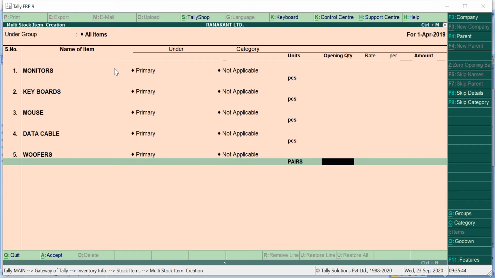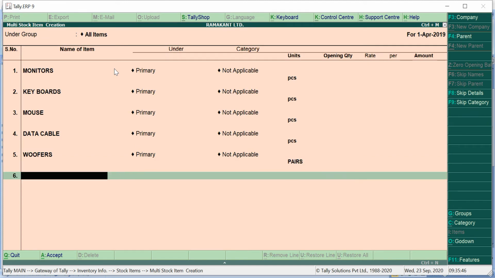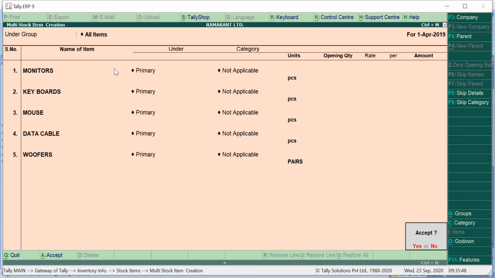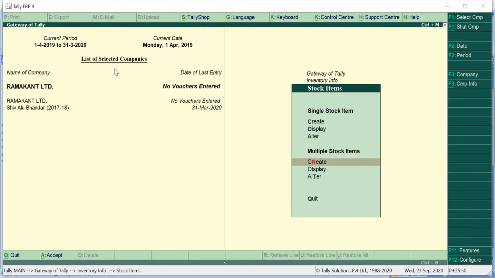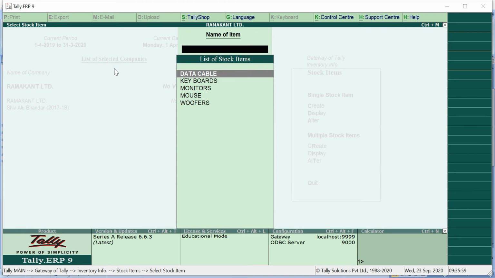So pairs, no opening quantity anywhere, all 5 items created and then accepted. So let us refer the list, go to single stock items, press display, and we have the list of stock items on the screen.